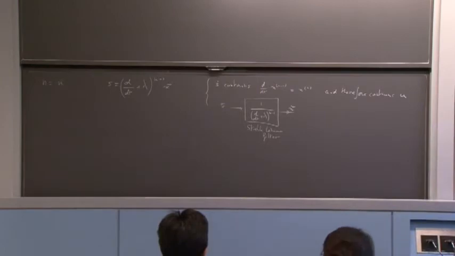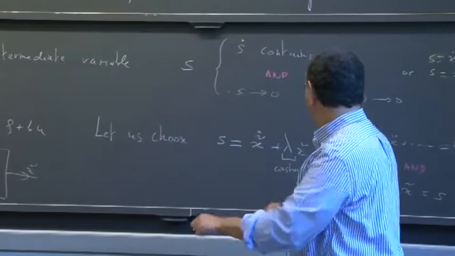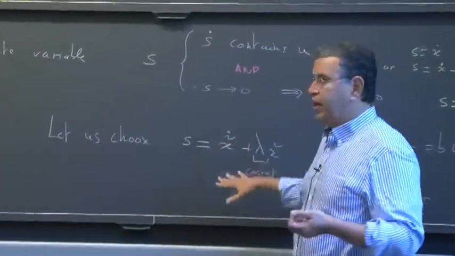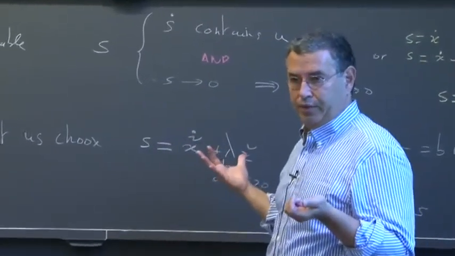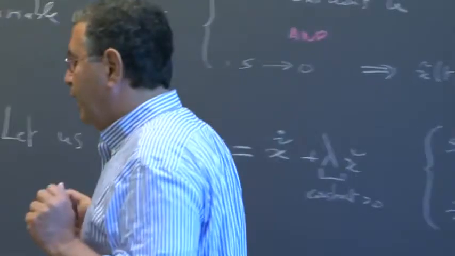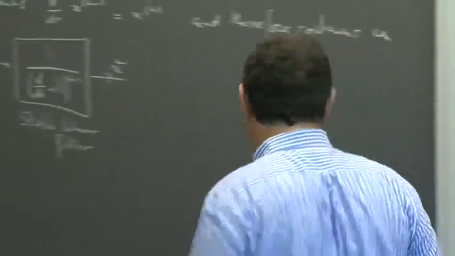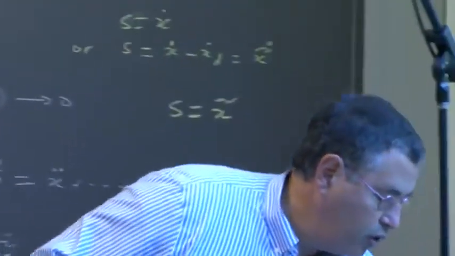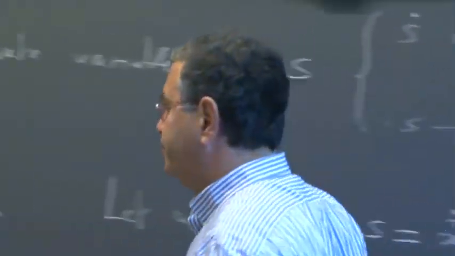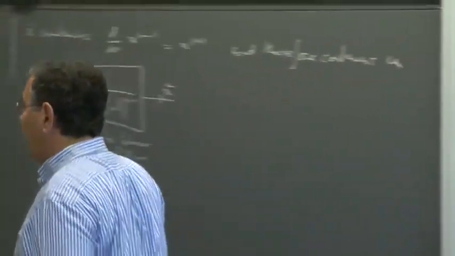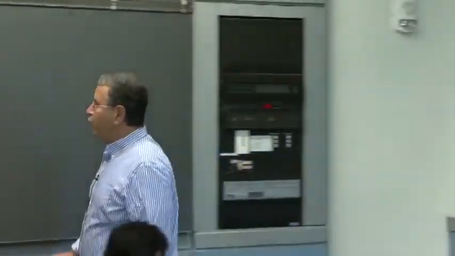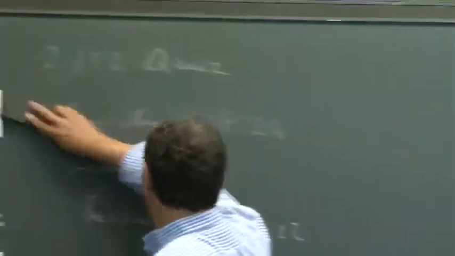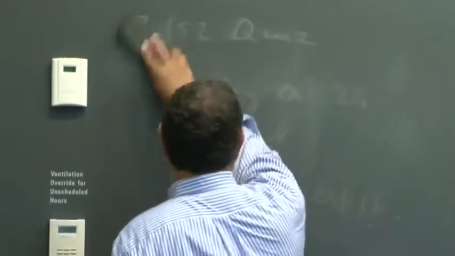So this is the power of picking this S to itself represent the dynamics. Okay? Now, this is what algebra or differential equations tell you. We can see this in a different way, geometrically.